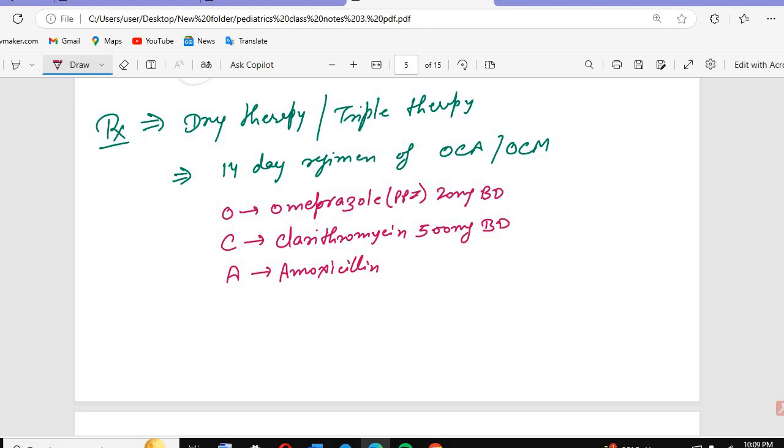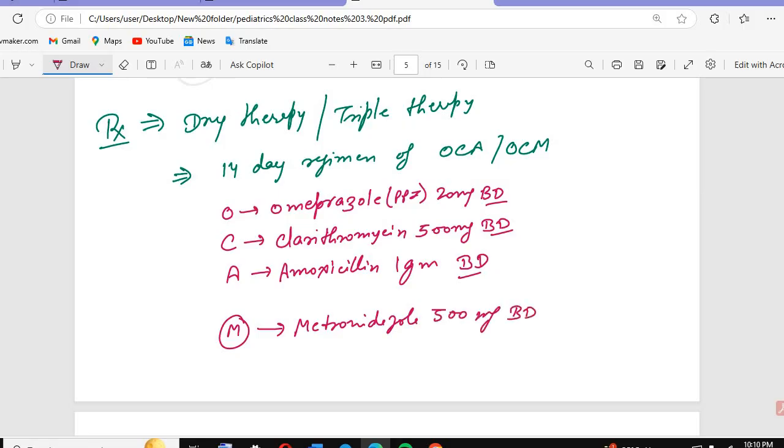If you don't want to remember the dose, then don't remember. But I would recommend you to revise the dose also, because I will write only a few doses. For example, this triple therapy is important for clinical practice also. Okay, amoxicillin, this is around 1 gram BD you have to give it. BD means you understand what BD means? 2 times a day. Then M, remember M, we have the metronidazole. And metronidazole you have to give 500 mg BD.